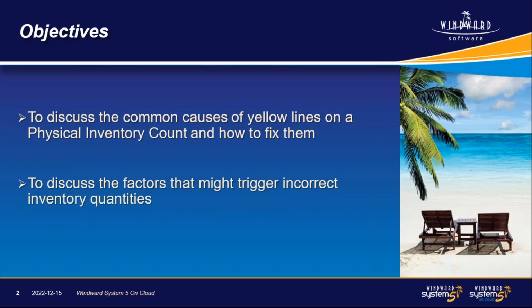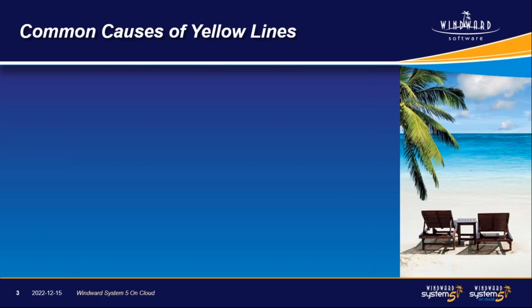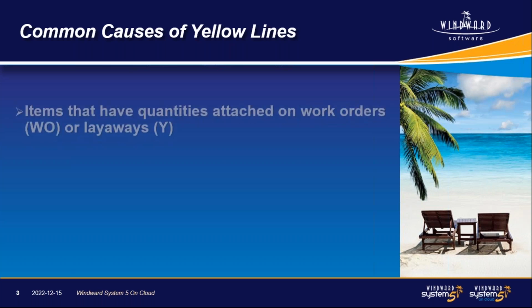Before we proceed to the common causes of yellow lines, let me tell you first what a yellow line is. A yellow line is the system's way of indicating that the user is not yet allowed to process the count sheet or the count batch. The common causes of these yellow lines must be fixed first in order to proceed. One common cause of a yellow line is items that have quantities attached on work orders or layaways.